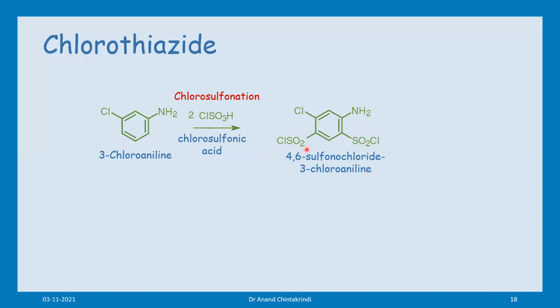The next step is the formation of sulfonamides from this sulfonyl chloride. So you react with 2 molecules of ammonia to replace these 2 chlorine groups in this molecule.